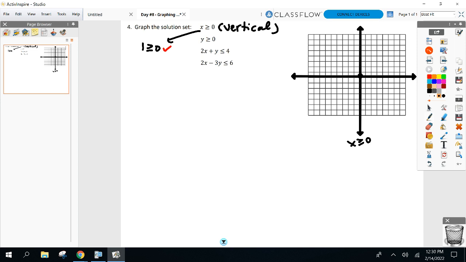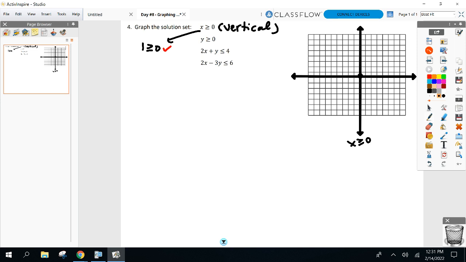To the right or to the left? To the right or to the left of this vertical line? To the right. I'm not shading it because I told you guys on Friday, if I end up shading all 4 lines, it's going to cover the whole darn thing. So at least I know my solution's got to be to the right of the Y-axis. We're all good there so far. Why I would shade to the right.